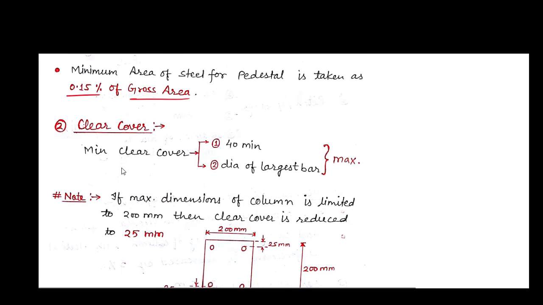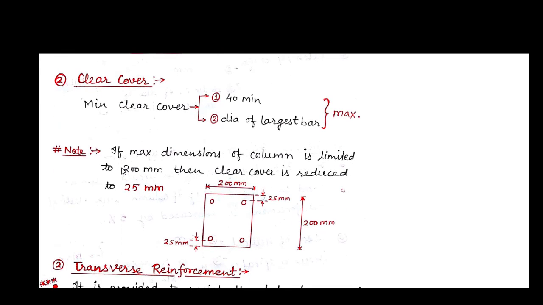Now comes the clear cover part. What is the value of clear cover that we have to provide in a column? The minimum clear cover is 40 mm or the diameter of the largest bar, whichever is maximum of these two values. We will provide that value as the minimum clear cover.